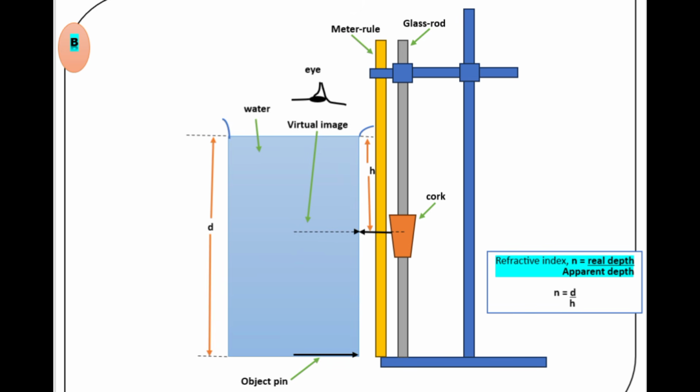So from there you have now the real depth, that is D, divided by apparent depth H, whereby apparent depth is a point where now you are seeing the object pin after being refracted. So the refractive index can be given by real depth divided by the apparent depth. So real depth is a distance D, apparent depth is distance H. So that's a way you can use to get the refractive index, real depth over apparent depth.